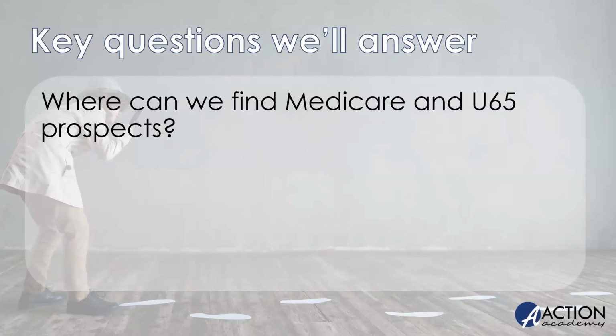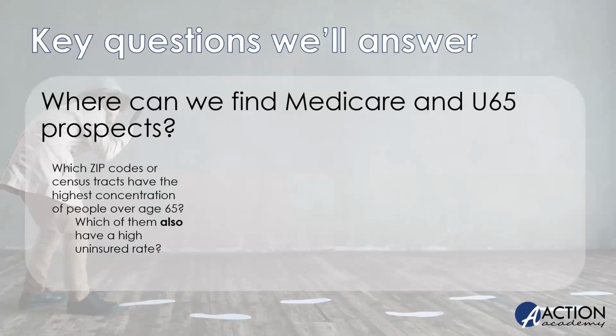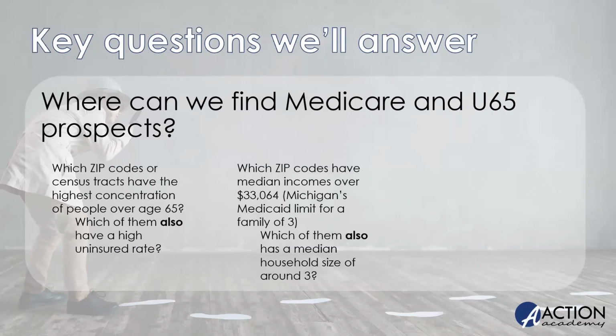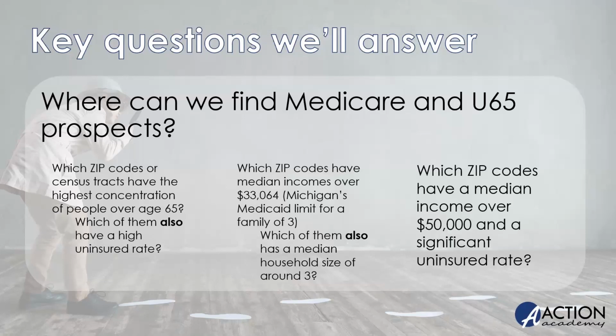So again, some of the key questions we'll take a look at in the next few minutes is which zip codes or census tracts have the highest concentration of people over age 65. And for bonus, we'll find out which of those areas also have a high uninsured rate. Those could be good areas near you to focus on your Medicare marketing using your carrier approved materials, your CMS approved materials, with some mail outreach. Maybe you're working on the marketplace. Maybe you want to know which zip codes near you have median incomes over that Medicaid limit for a family of 3, and you want to know where those families of 3 might be living, right? So you can better focus your efforts if that's your niche.